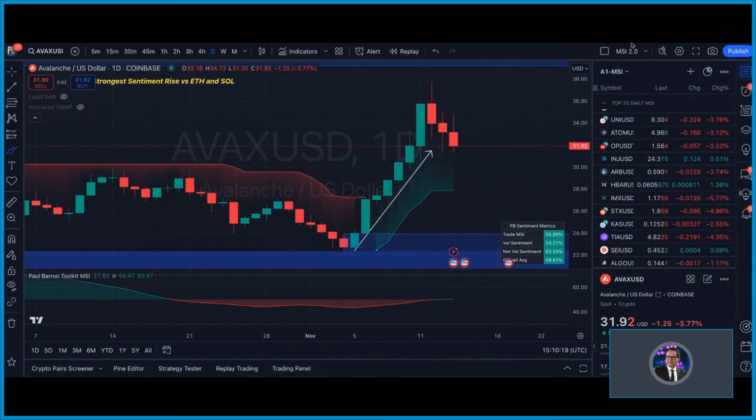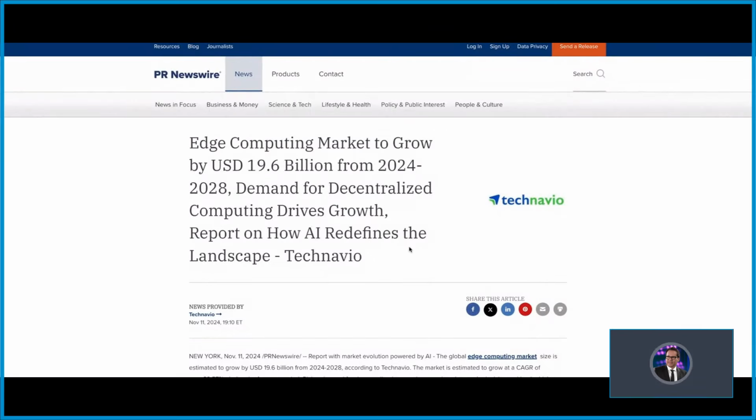And I want to flow over into something that's happening in the markets itself. And this is data. Edge computing market is set to grow around almost 20 billion from 24 to 8. Now, the key here is the demand for decentralized computing. And what does that mean? When you look at, and we've shown this before in the Render videos, but I think the scenario is people don't really completely understand how big this market is.